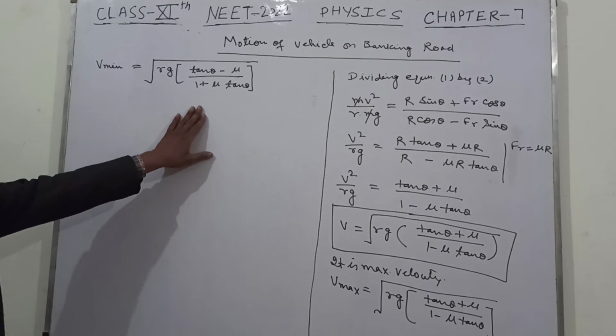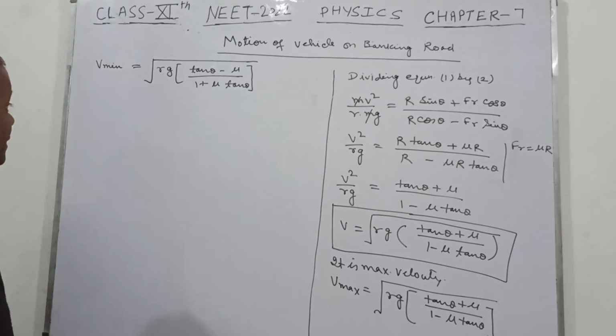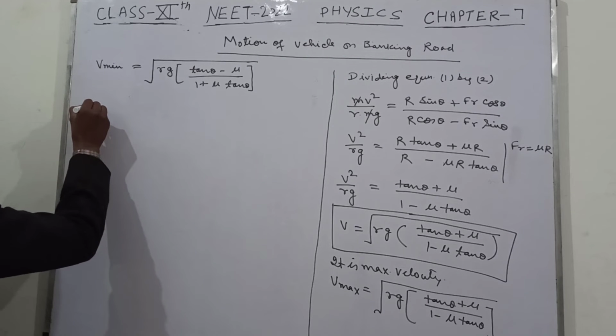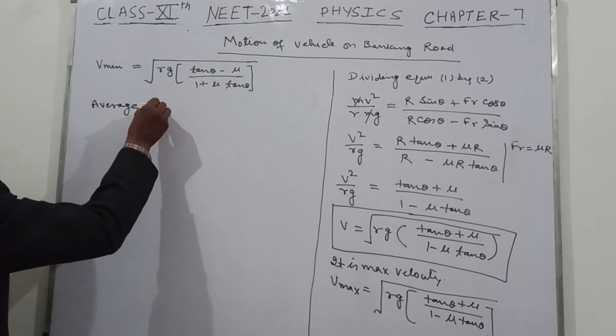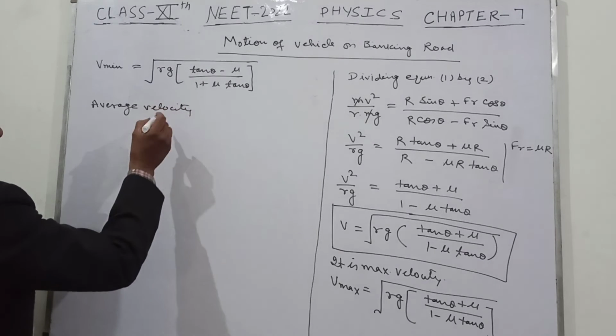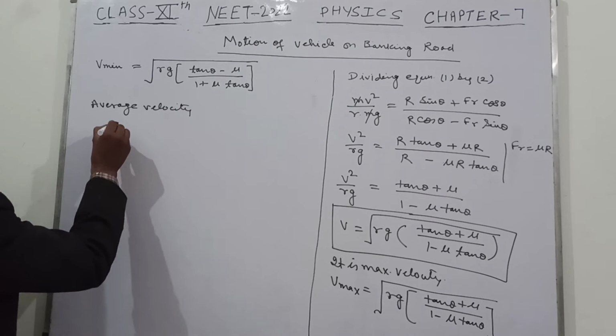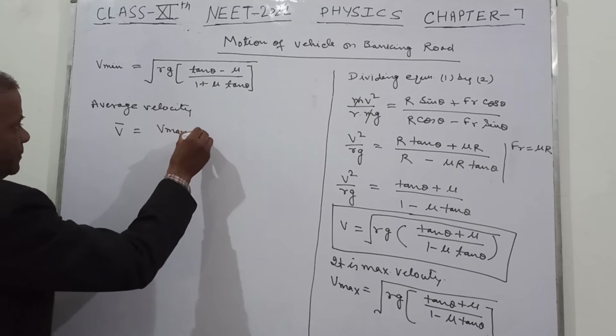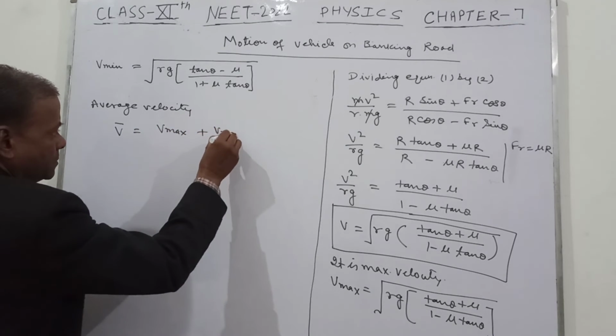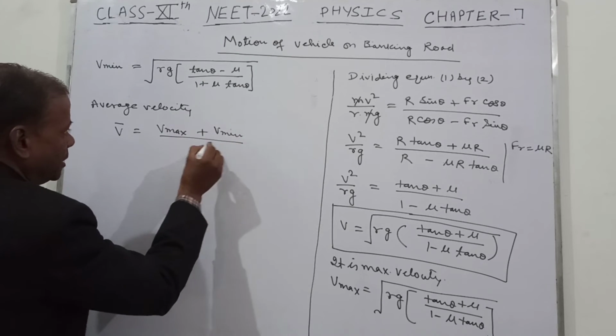Then what about the mean, the average velocity? Average velocity. This v bar is equal to v maximum plus v minimum upon 2.